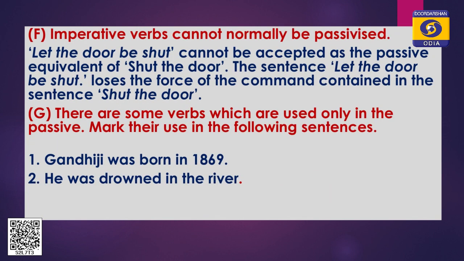Imperative verbs cannot normally be passivized. Open the door, post the letter. In old grammar we say let the letter be posted, let the door be opened. These verbs cannot be used, there is a restriction to it. Gandhiji was born in 1869, right, he was drowned in the river. So, there are some verbs like born, drowned, which are always used in passive forms, right, they do not have active forms.